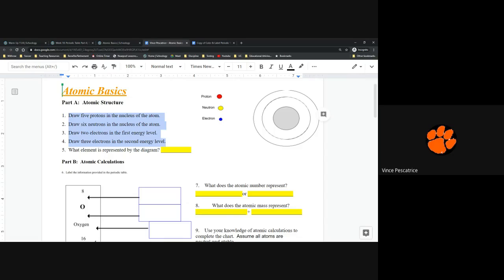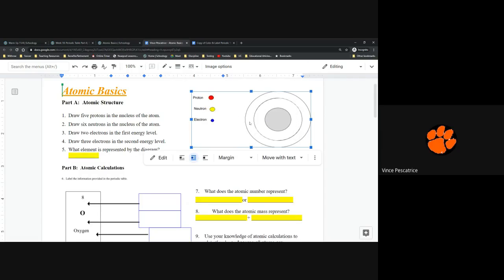So you're going to need 5 protons in the nucleus, 6 neutrons in the nucleus, 2 electrons in the first ring, and 3 electrons in the second ring. And then you're going to use your periodic table to figure out what element we're talking about here. So the nucleus is the center of the atom. That should be no surprise to anyone.